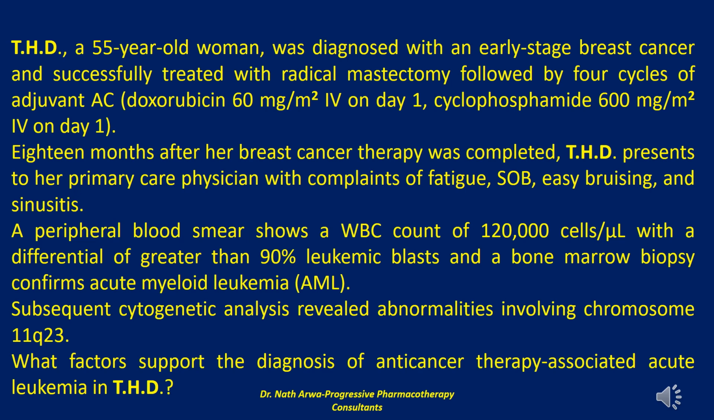18 months after her breast cancer therapy was completed, THD presents to her primary care physician with complaints of fatigue, shortness of breath, easy bruising, and sinusitis. A peripheral blood smear shows a WBC count of 120,000 cells per microliter with a differential of greater than 90% leukemic blasts, and a bone marrow biopsy confirms acute myeloid leukemia, abbreviated as AML. Subsequent cytogenetic analysis revealed abnormalities involving chromosome 11q23. So my question to you reads, what factors support the diagnosis of anti-cancer therapy-associated acute leukemia in THD?